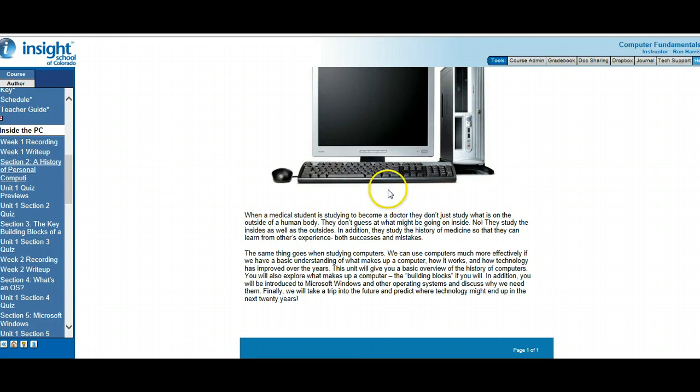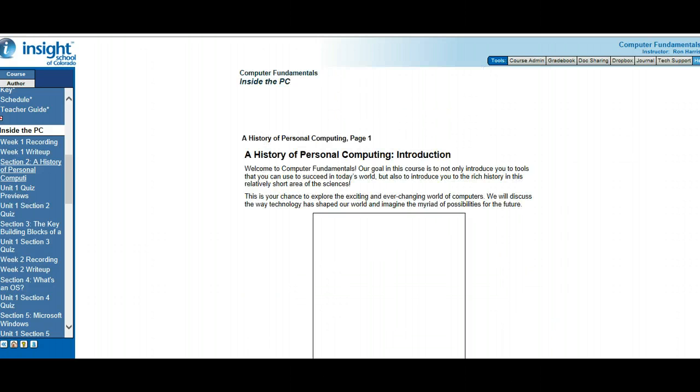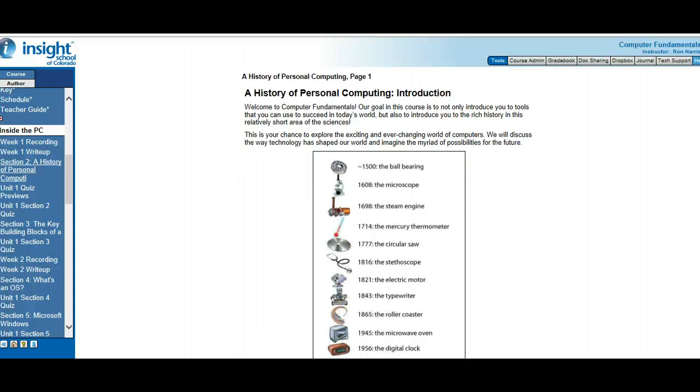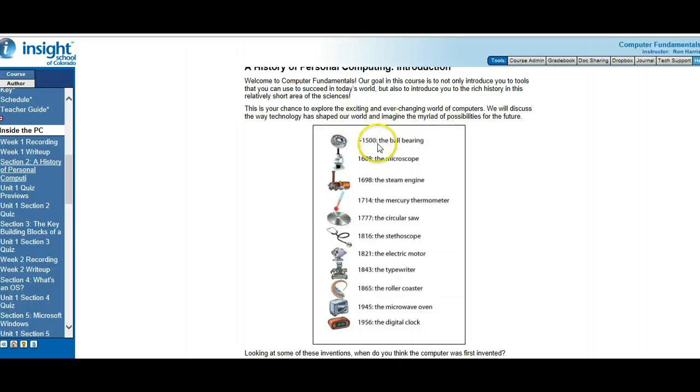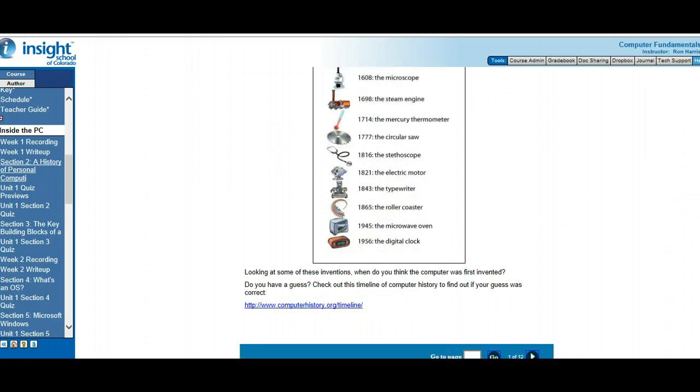So, history of personal computing. Here's where we're going to start answering some of the write-up questions. You can see the history of technology is what this is talking about. So the ball bearing that allowed things to roll and move, the microscope in 1608. You can see some history right here. And when do you think the first computer was invented? Right in this timeline, so you can kind of think about that. You can go look at this timeline if you want to look at computers. You don't really need to.